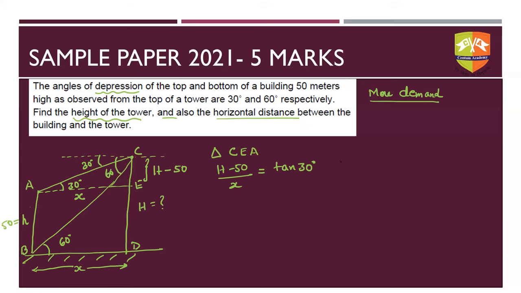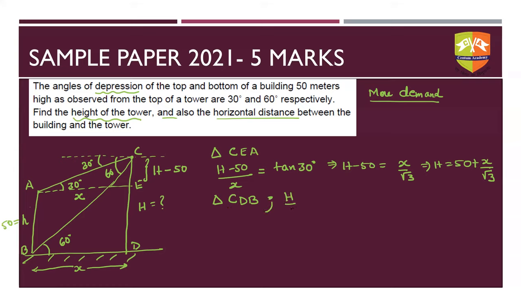So simplify this one and you'll get H minus 50 is equal to X by root 3. Tan 30 is 1 by root 3 multiplied by X. This is H minus 50. So hence, you will get H is equal to 50 plus X upon root 3. One equation. The second equation will come from the other triangle, CDB.